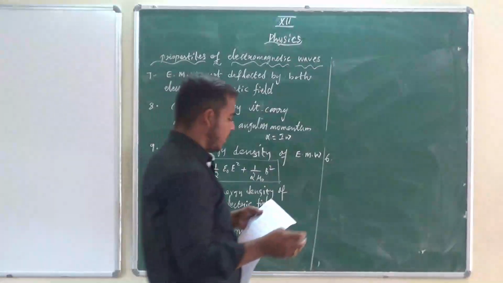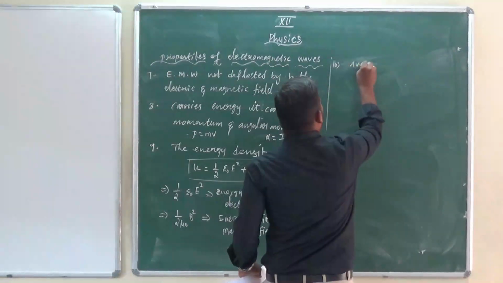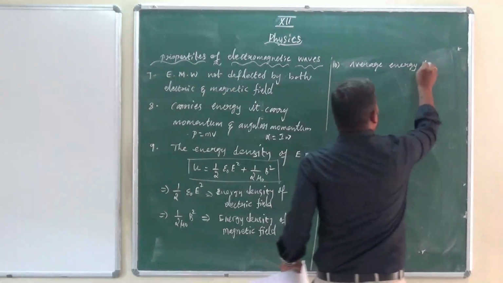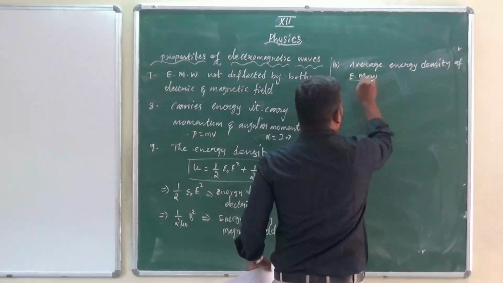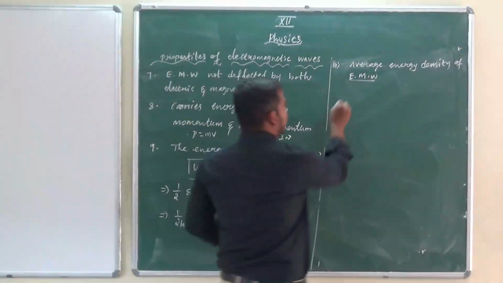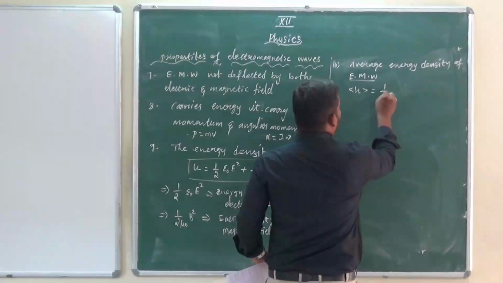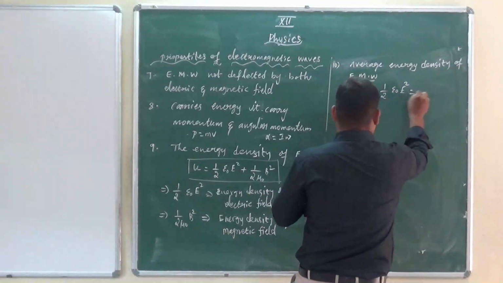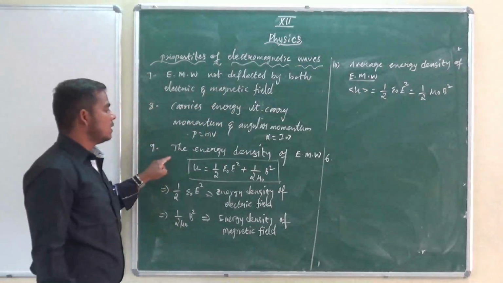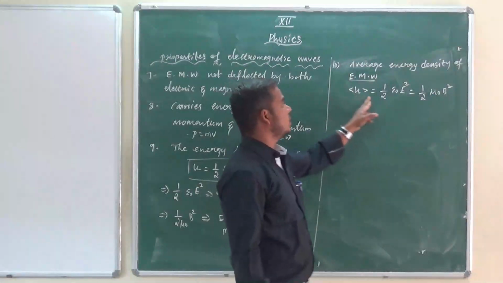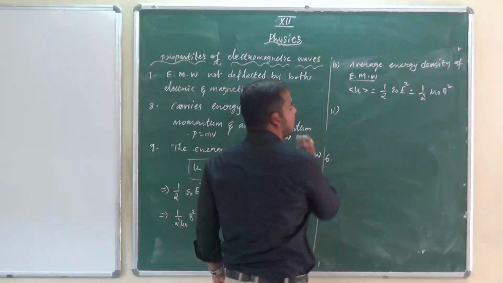Next, energy density of the electromagnetic waves, ninth point; tenth point, average energy density of electromagnetic waves. We can write average U as the energy density. It means the average energy of electromagnetic waves is equal to 1 by 2 epsilon 0 E square, equal to 1 by 2 mu 0 H square. This is the average energy density of electromagnetic waves. We already discussed what energy density is. Now, how to find the average energy density? Using this equation, average energy density is equal to 1 by 2 epsilon 0 E square, 1 by 2 mu 0 B square. Next, intensity of electromagnetic waves.